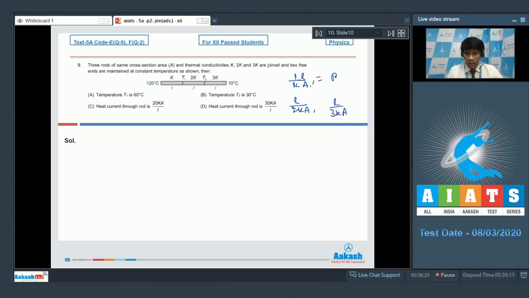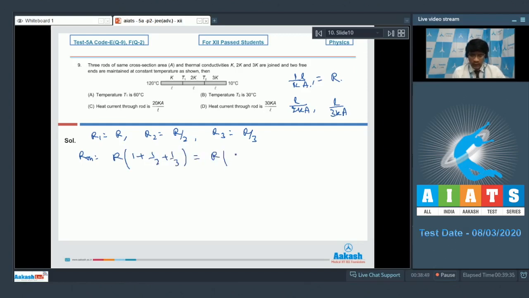If I'm saying this part to be equal to R, then this one would be R by 2 and this is R by 3. So R1 is equal to R, R2 is equal to R by 2 and R3 is equal to R by 3. So total effective thermal resistance would be R into 1 plus 1 by 2 plus 1 by 3, or R into 6 plus 3 plus 2 divided by 6, and it is 11 R divided by 6. This is the total effective thermal resistance.